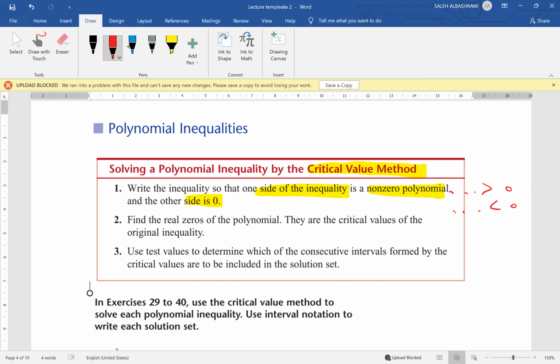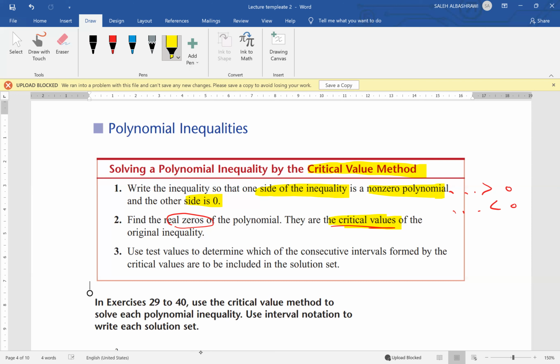Second step, we need to find the real zeros of the polynomial. These real zeros are the critical values. We call these values the critical values of the original inequality. So we need to find the real zeros of the polynomial. Whatever is the method to find the zero, these will be the critical values of the inequality.